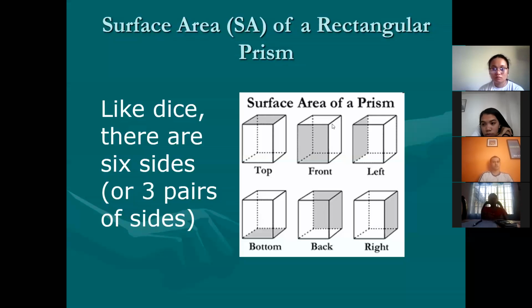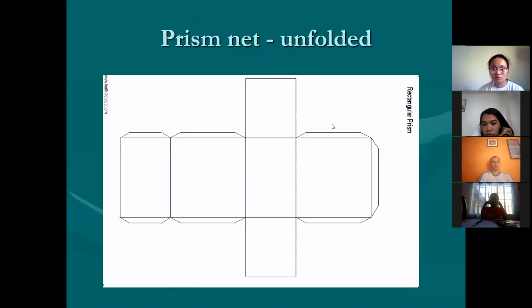And this can be further seen if you create a net figure for a certain solid. To understand further surface area and volume, and in particular surface area, you can draw the net figure of a certain solid. The net figure is like a 2-dimensional representation of a certain solid figure. It's like you break it apart into a flat surface.